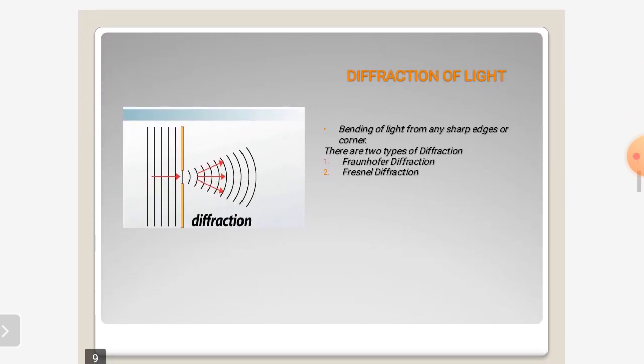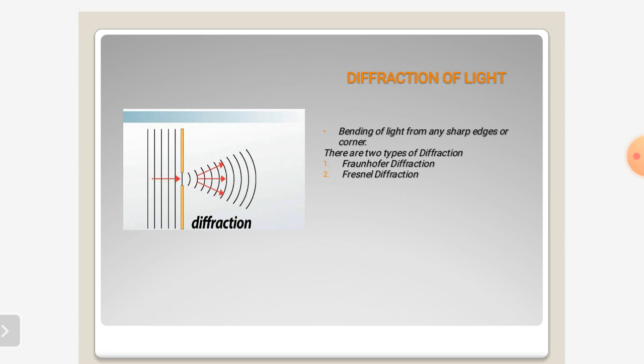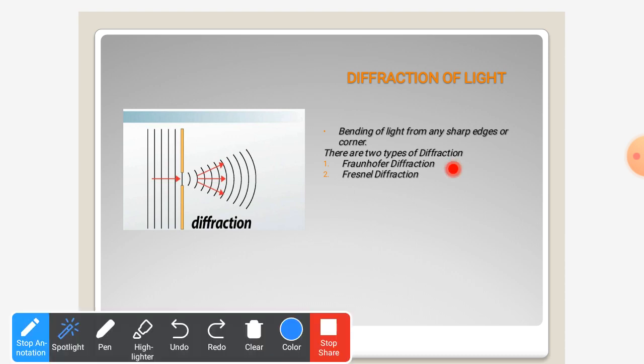Then the other topic is diffraction of light. What is diffraction of light? Bending of light from any sharp edges or corners. You can see here that light is bending from these sharp edges or corners. This is known simply as diffraction of light.